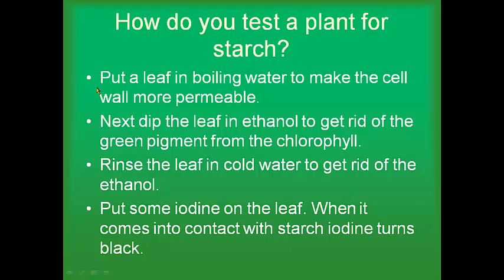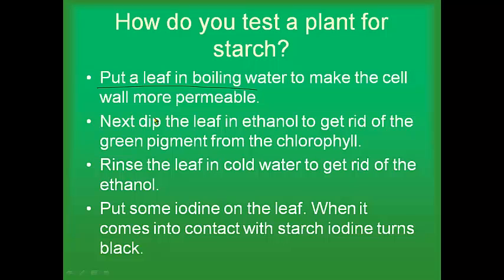So the first thing we're going to do is put the leaf in boiling water. That's going to get rid of that cell wall for us so that we don't have to worry about the cell wall anymore. It's going to make it so that everything can come through the cell wall. Take it back. It doesn't really get rid of the cell wall. It just makes sure that everything is now able to go through.